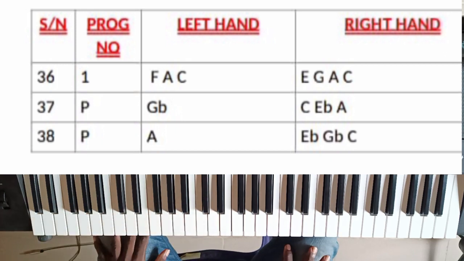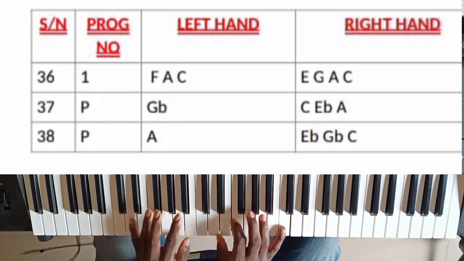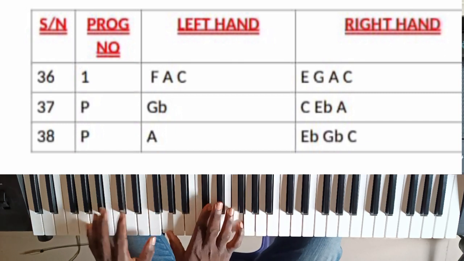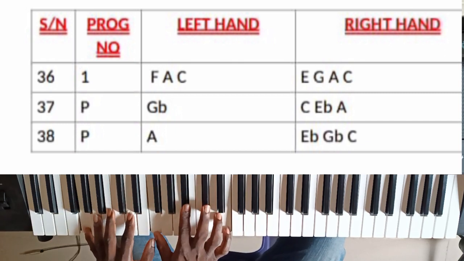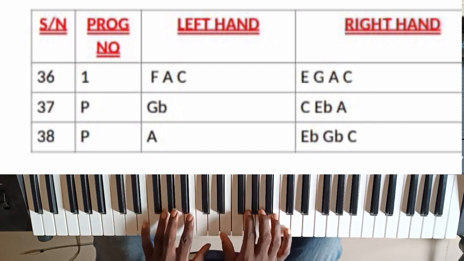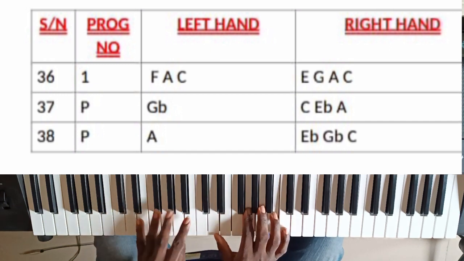Let's look at another song. "How excellent is your name, oh Lord." So that's another popular song. What's the chord progression here? It's just 3, 6, 2, 5. "How excellent is your name, oh Lord."